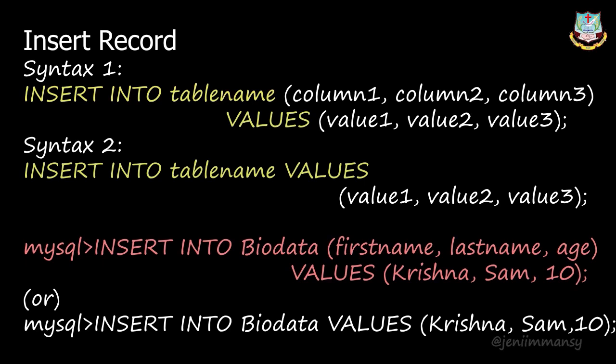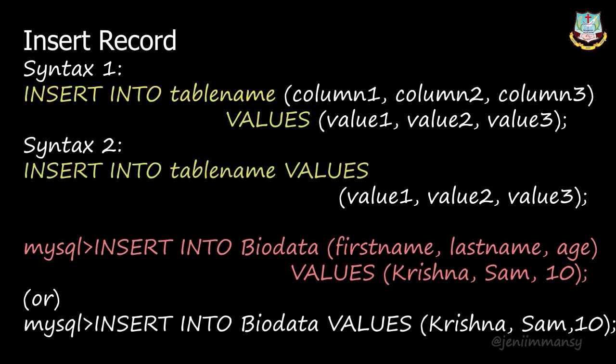First name is Krishna, last name is Sam, and the age is 10. That is given here. Or we can give in this way. If you want to give only the values, we can give like this also. Insert into biodata values, and you can give the values alone.